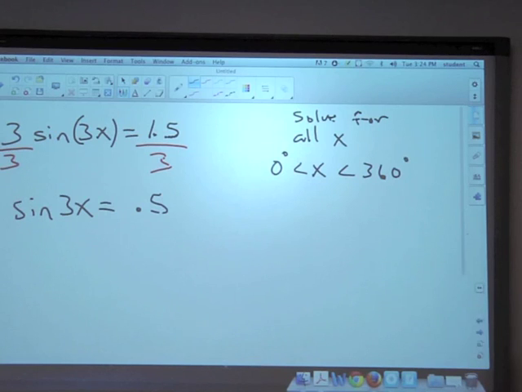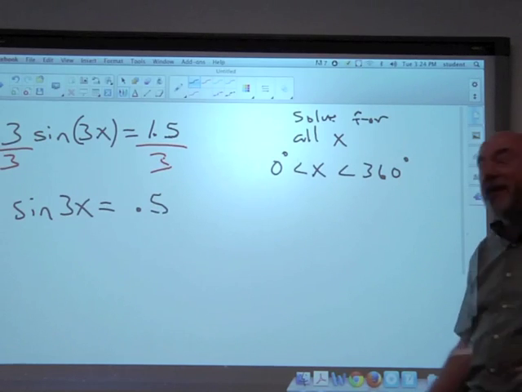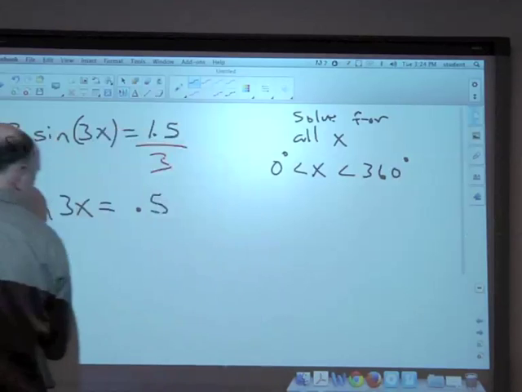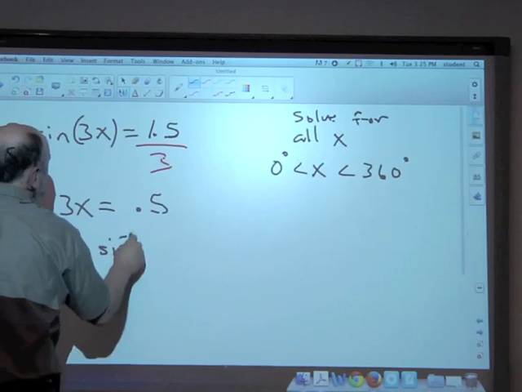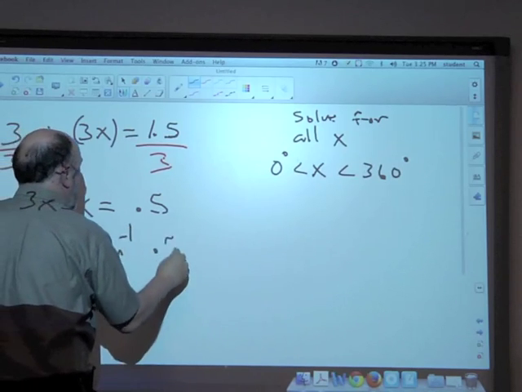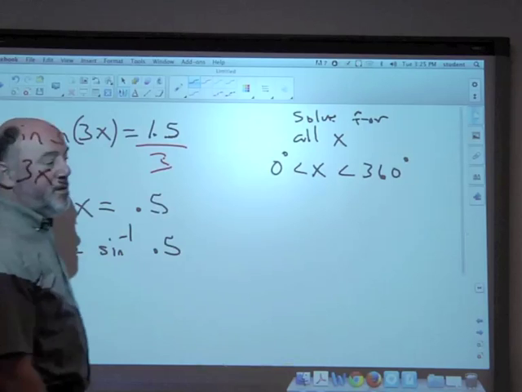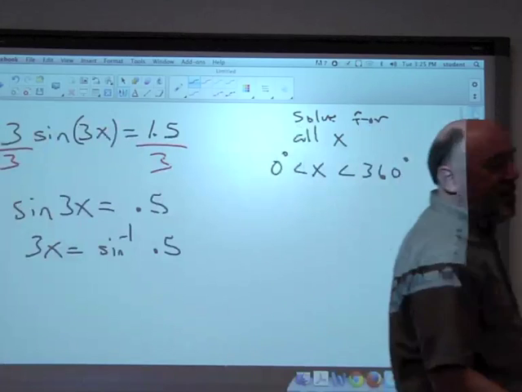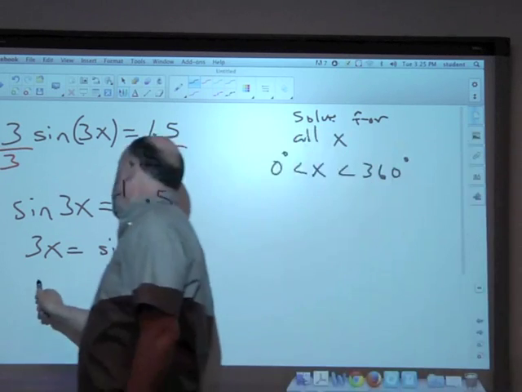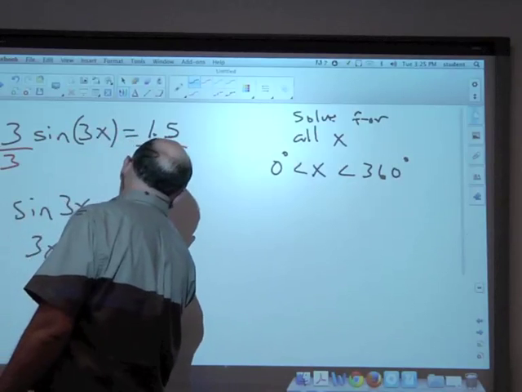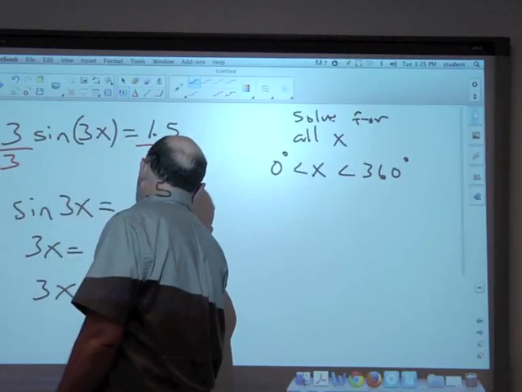But we want to know the angle. The way you find angles is by using sine minus 1, cosine minus 1, tangent minus 1. So we get that 3x is going to equal the inverse sine of 0.5. Well, what is the inverse sine of 0.5? 30. Okay?